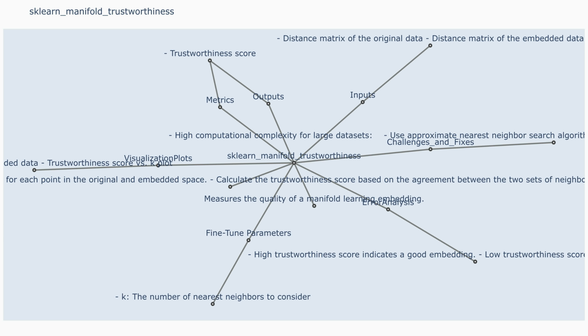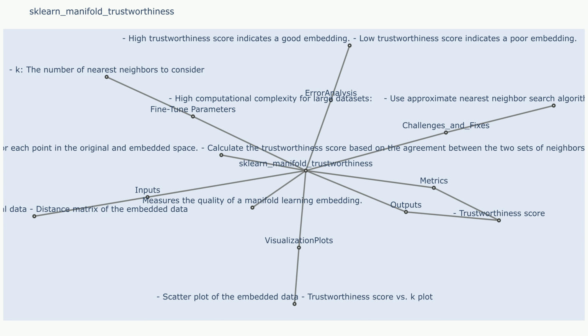sklearn manifold trustworthiness. Explain in detail. Trustworthiness is a metric used to evaluate the quality of a manifold learning embedding. It measures how well the embedding preserves the local neighborhood structure of the original data. A higher trustworthiness score indicates that the embedding is more faithful to the original data's local structure.